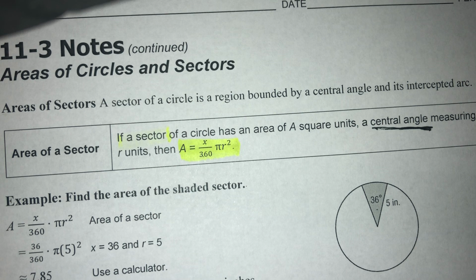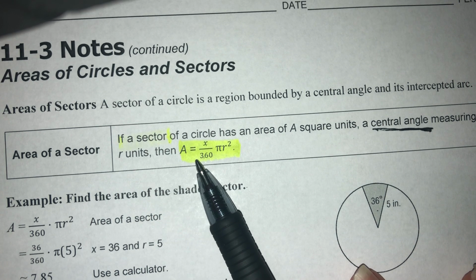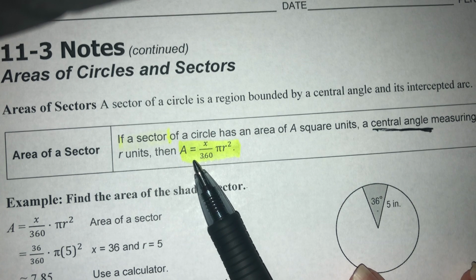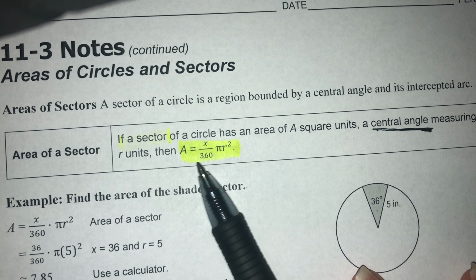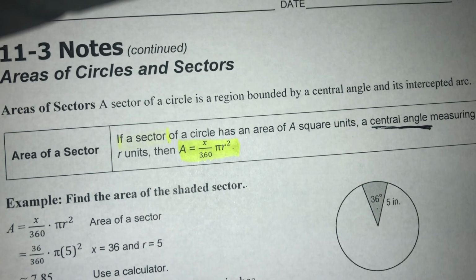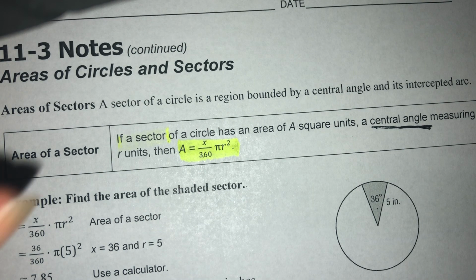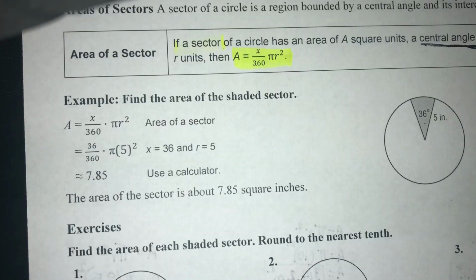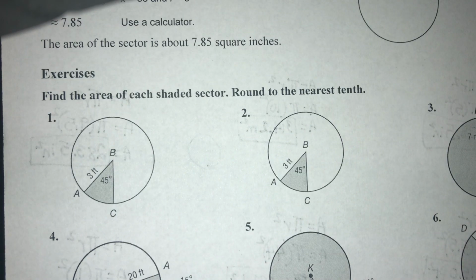I also want to point out that this formula is not on the geometry formula chart where the area of a circle formula is. So this x over 360 part is something that you need to know, that you're taking that proportion of the total area. Okay, so let's look at the examples.